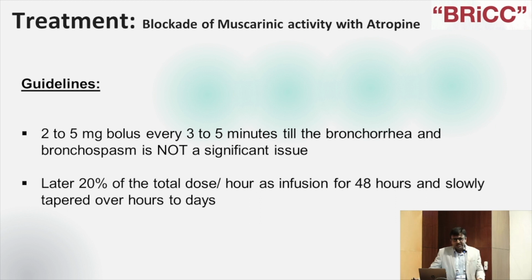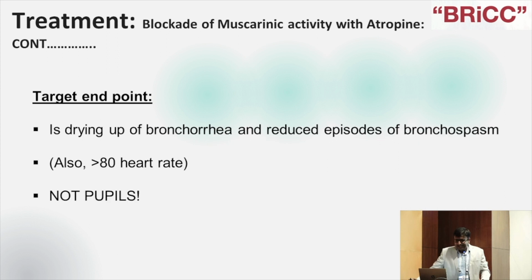The recommended infusion is that you calculate the total dose, and 20% of it you give every hour as an infusion for 48 hours and then start tapering it. If there is a need, you continue it, because when you taper, if you again see muscarinic effects, you increase it and use it as long as you need. So the endpoint, as I said, is bronchorrhea and reduced episodes of bronchospasm. Some literature says heart rate of 80 and systolic pressure of 80 as well.